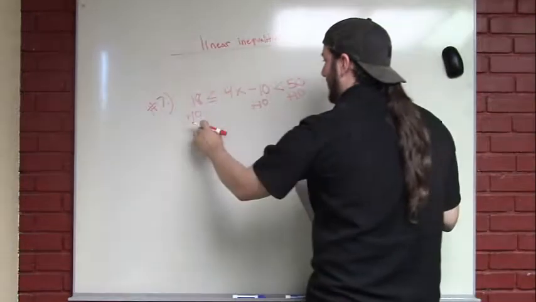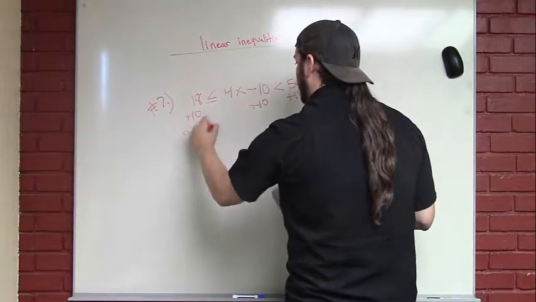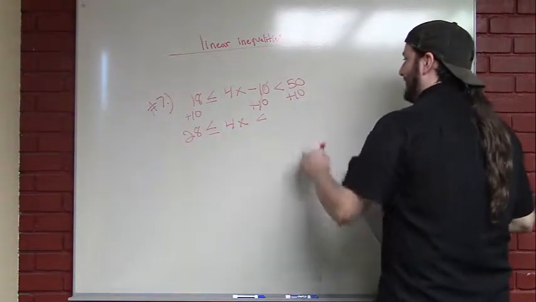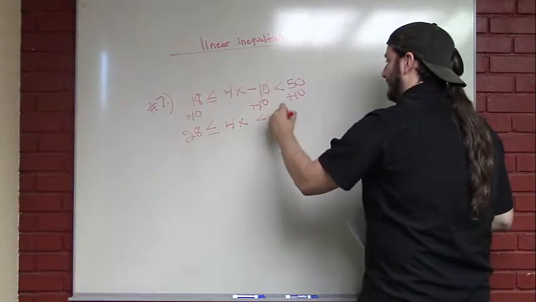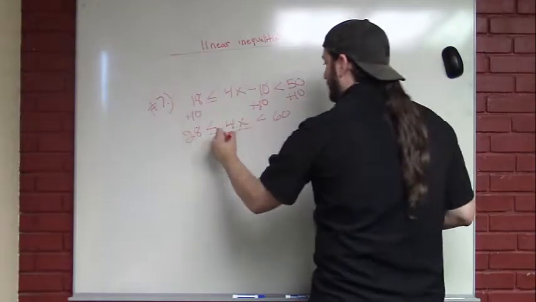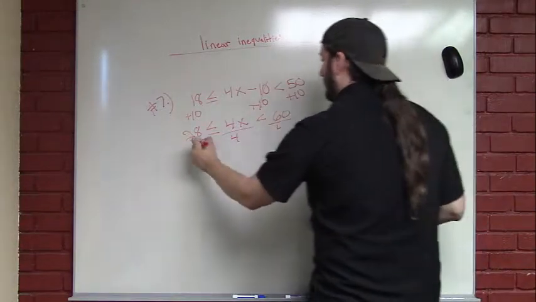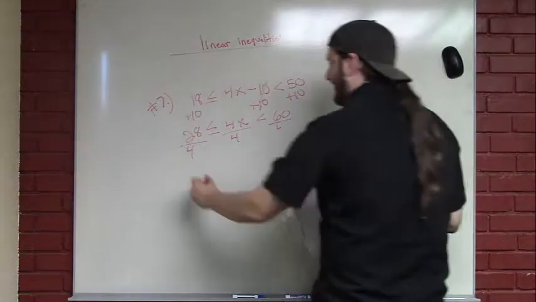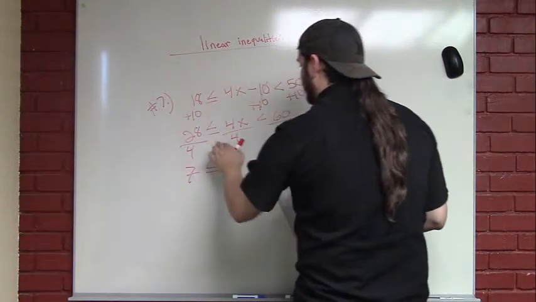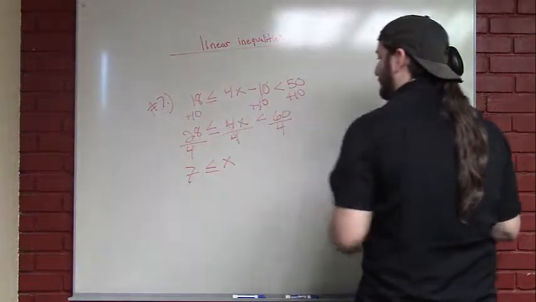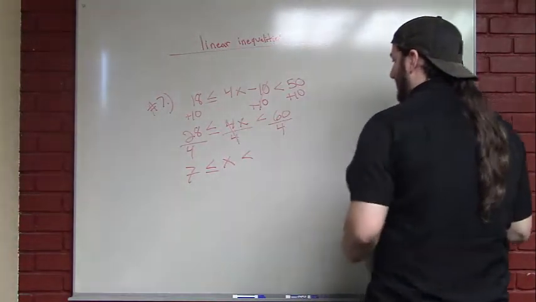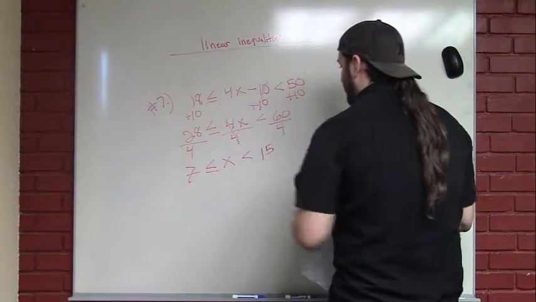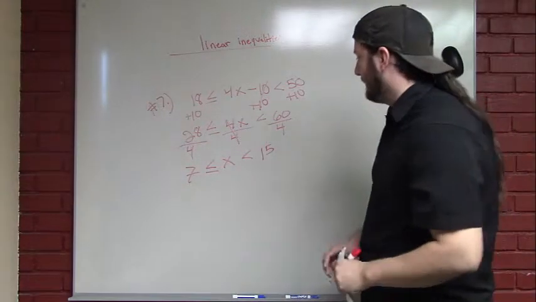So 10 plus 18 is 28, less than or equal to, in the middle we just have 4x now because those cancel. Less than 50 plus 10 is 60. Now you just divide all three things by 4, okay? So 4 goes into 28 7 times. 7 is less than or equal to x, because the 4's cancel off, is less than, how many times does 4 go into 60? It's going to be 15, because 15, 30, 45, 60.